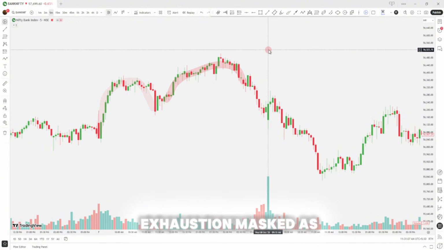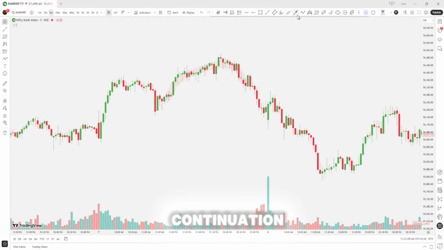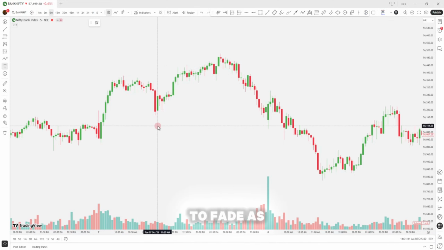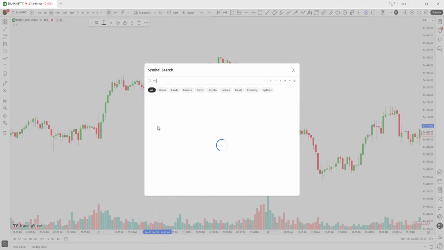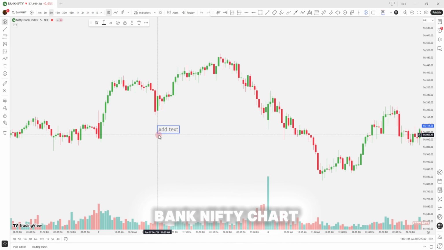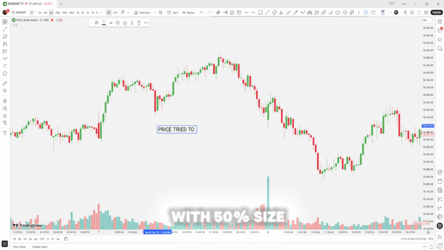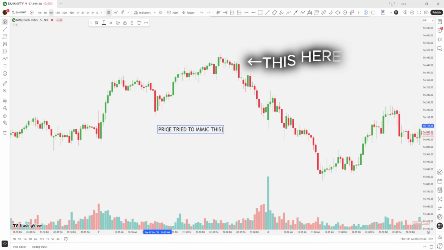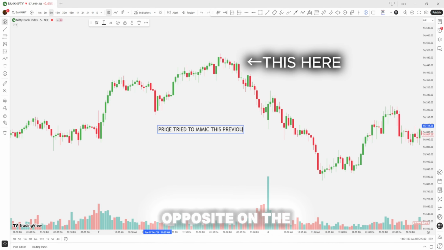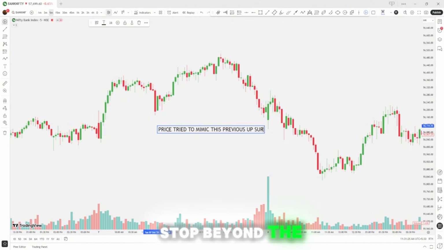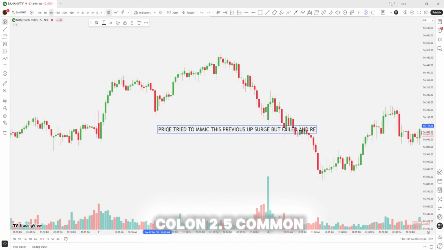The psychology is exhaustion masked as continuation. The echo lures dip buyers only to fade as sellers echo their dominance. Traded on a 1-hour Bank Nifty chart. Post-thrust, spot the mini echo with 50% size and flat close. Fade by entering opposite on the echo's wick rejection. Stop beyond the thrust extreme, targeting the echo's base or 1:2.5.